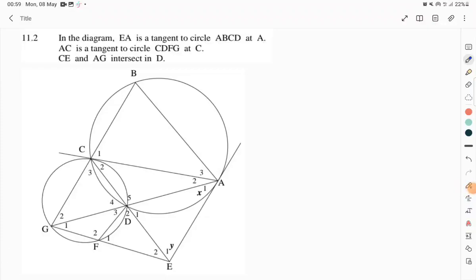All right, in the diagram, AE is a tangent to a circle ABCD, right? So here is the line that they are talking about, a tangent at A. Should you be given a line that is a tangent, you have to remember the theorems around this line, which is the tangent, right?